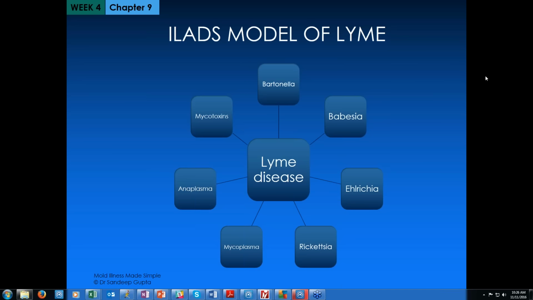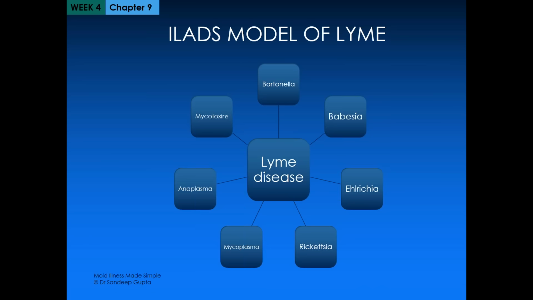So a little bit about the ILADS model of Lyme disease, and this is different to the Infectious Disease Society of America model. The standard model is that Lyme disease is one infection, and then there are a whole group of co-infections that can exist on top of the Borrelia infection, which is what has classically been called Lyme disease. Some of these co-infections include Bartonella, Babesia, Ehrlichia, Rickettsia, Mycoplasma, Anaplasma, and some ILADS physicians even consider mycotoxins to be more like a co-infection of Lyme.